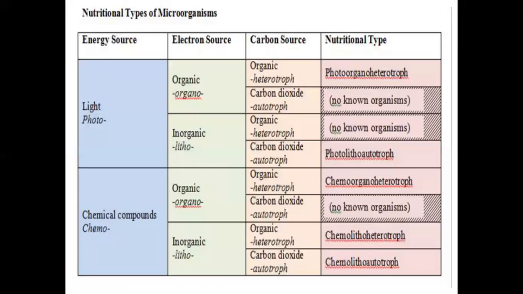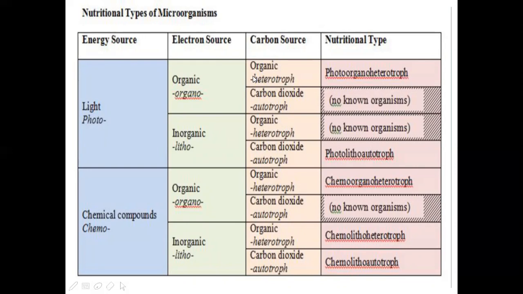So in this chart, we can understand in detail whatever we have learned till now. We can sum up here. Energy source: if the organism is utilizing light, we have to write the term photo. If the electron source is organic, you have to write the term organo. If it is inorganic, you have to write the term litho.